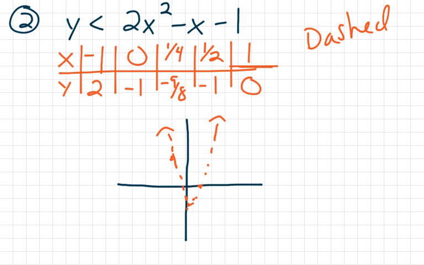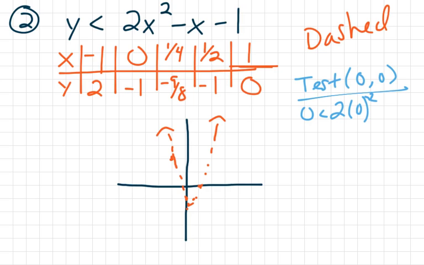0, 0 is not on the curve. It's on the inside of the curve. That's a great point to test again. So we're going to test 0, 0. Okay, so our y value is 0, less than 2 times 0 squared minus 0 minus 1. 0 squared times 2 is still 0 minus 0, so I'm left with -1. So 0 less than -1. This one is a false statement.